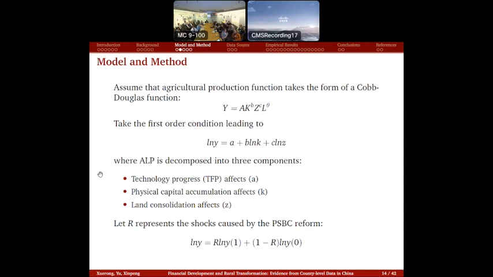Let R represent the shock of the PSBC reform. We take 1 to represent after the PSBC reform and 0 for before the PSBC reform. We can get some weightage of the ALP like this.